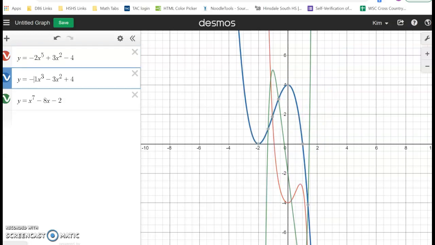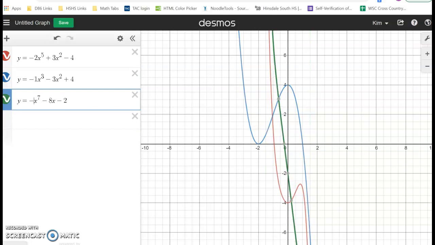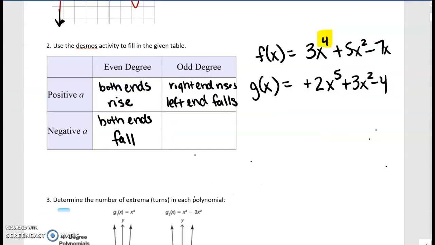Same thing with the blue graph. And let's check that green graph. Yep, same thing with the green. Now we swapped. Okay, cool. So when the lead coefficient is negative and it's odd degree, the right end will fall and the left end will rise.